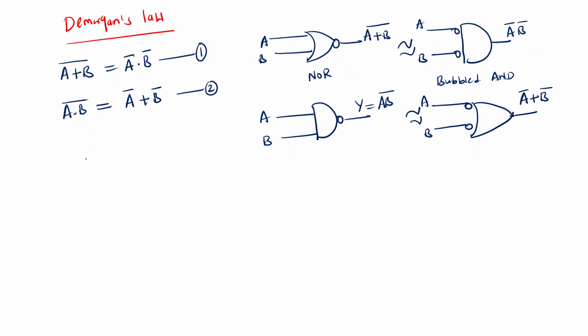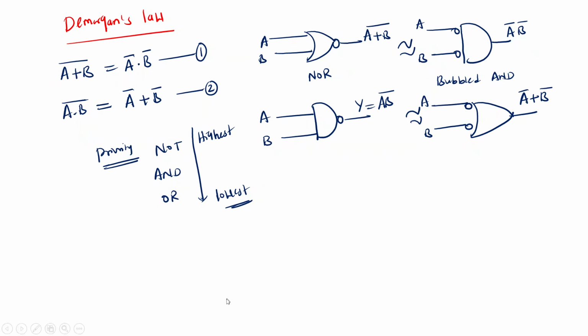So if you see the priority, NOT has the highest priority, then AND, and then OR. NOT has the highest priority, and OR has the lowest priority. So these are the rules. If you write the Boolean algebra rules, here I am writing in the answer what these rules are.